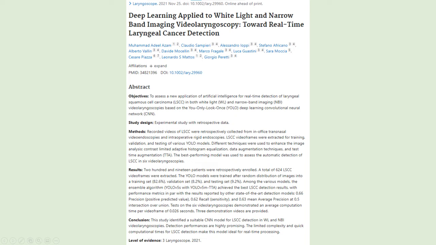This paper by Asam and co-authors from 2021 aims to detect laryngeal squamous cell carcinoma from video laryngoscopy. They use a "you only look once" deep learning convolutional neural network for optimal detection accuracy, coupled with acceptable computational complexity. A total of 624 single video frames from 219 subjects were used to train, test, and validate the models. The result was 66% precision and 62% sensitivity.